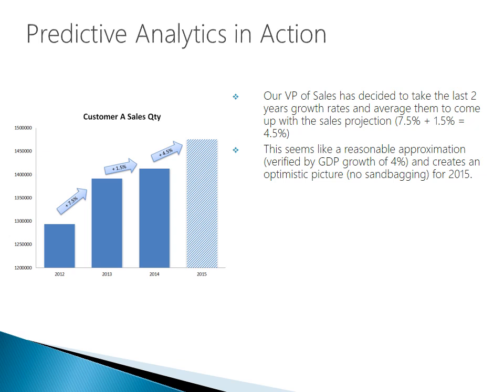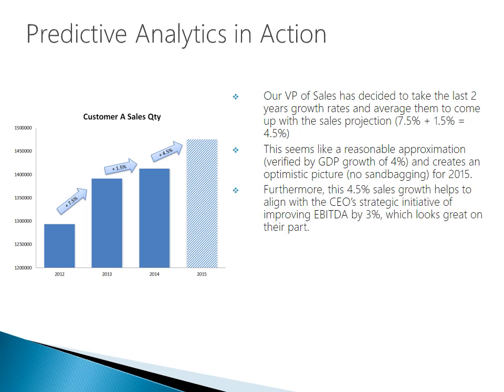To further add some complexity to this process, let's just say that the GDP growth rate is 4%. So what we're saying is that, hey, sales are going to be good this year, the economy is growing, and as the economy is growing, our sales are going to grow, and we're going to have a better sales year. And the data kind of looks like it's in line, and everything is great. Furthermore, this 4.5% sales growth helps to align with the CEO's strategic initiative of improving the EBIT by 3%, which looks great on their part.